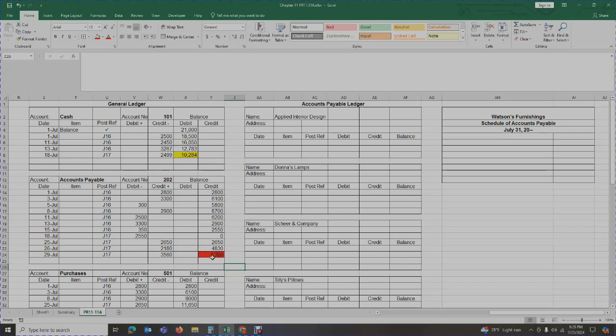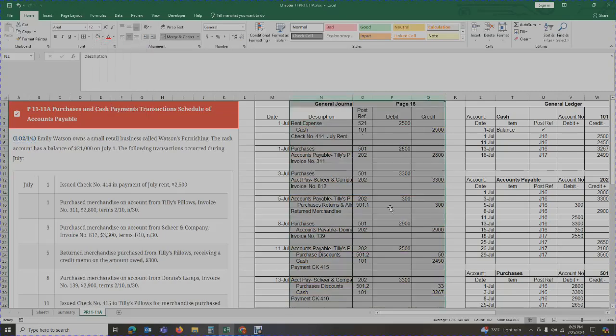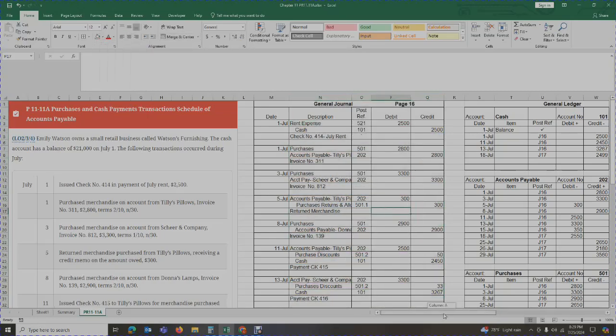Do I know who I owe money to? No, I do not. I just know that I owe $8,390. So I'm going to go over here and unfill my journal, because now I'm going to do more filling in.